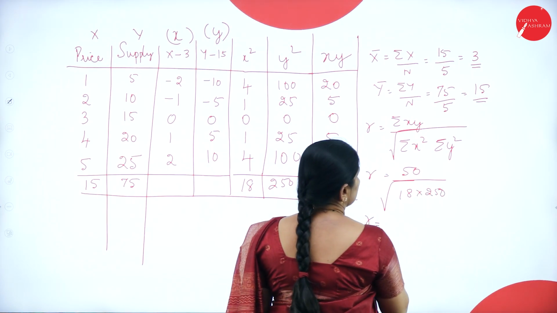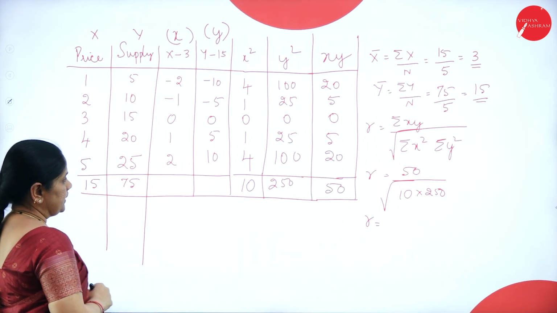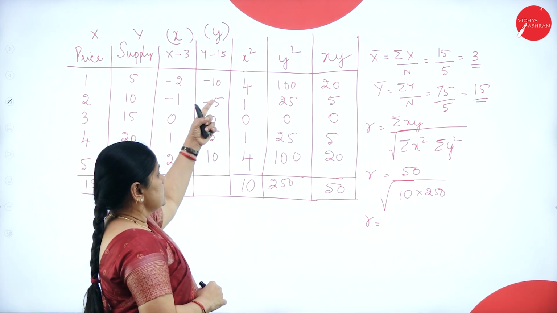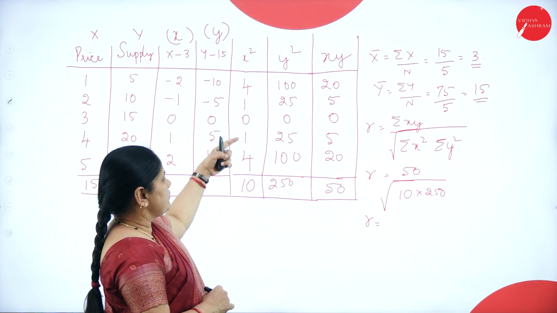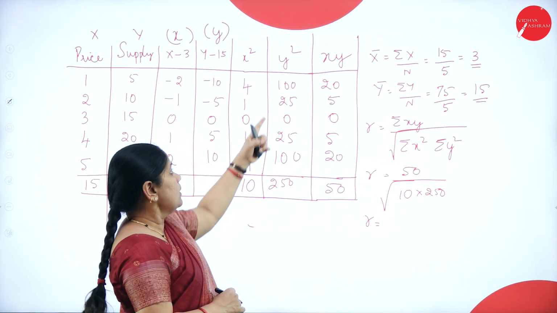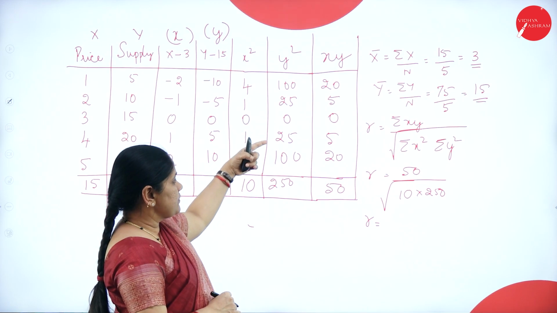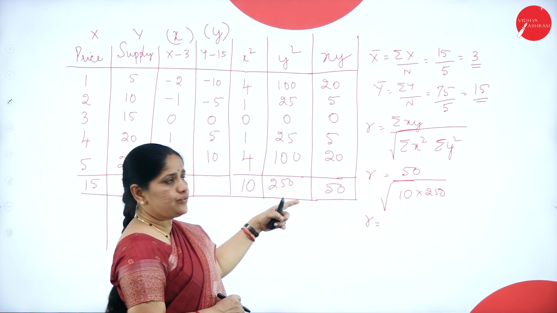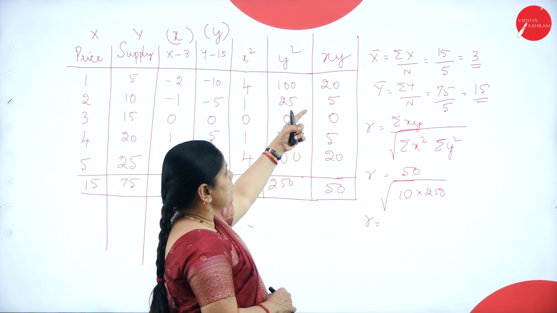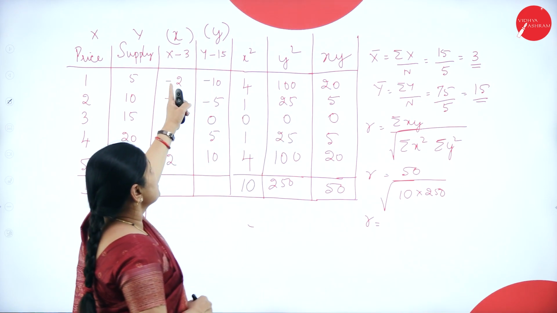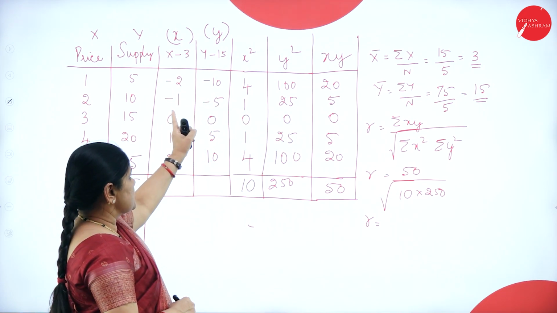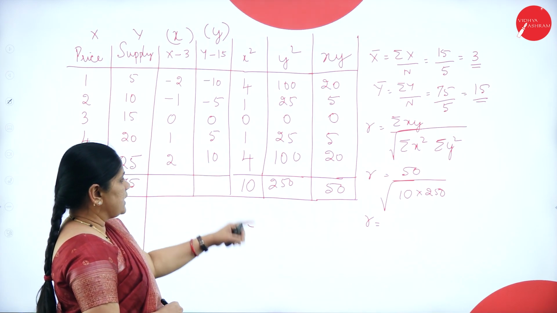250. So now we have here x square. So x square column: 4 plus 1 plus 1 plus 4 is 10. Y square column: 100 plus 25 plus 25 plus 100, we get 250. Then xy column, so x into y: minus 2 into minus 10 is plus 20, 5 ones are 5, 5 ones are 5, 20.